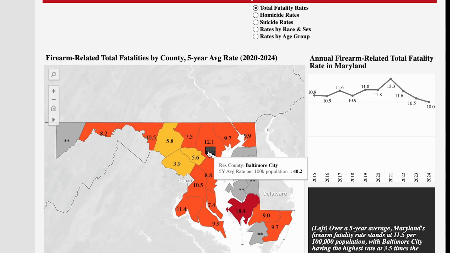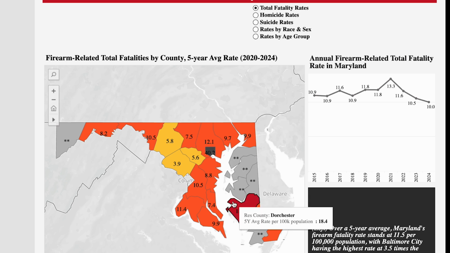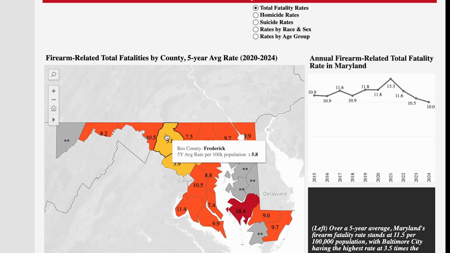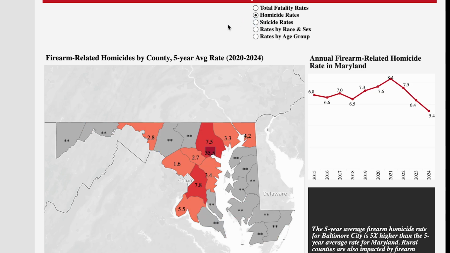The darker the representation, the higher the firearm violence is in that jurisdiction. The lighter the color, the less firearm violence that exists in that county. There's also an option to limit it to firearm homicide rates. This is represented by the same 5-year average, and you can see where firearm homicides are highest in the state of Maryland.